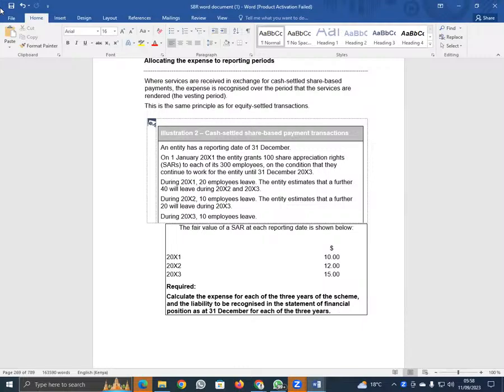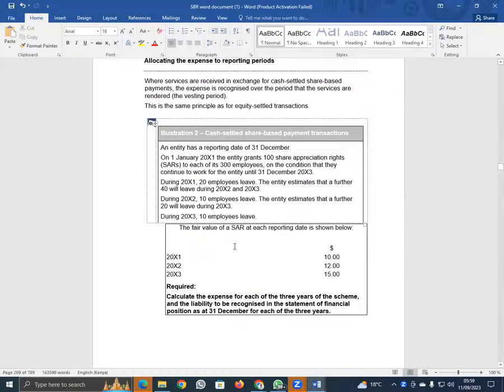During 2021, 20 employees leave. The entity estimates that a further 40 will leave. This is like a tongue twister. So you're told here, during 2022, 10 employees leave. The entity estimates that a further 20 will leave during 2023. During 2023, 10 employees leave.